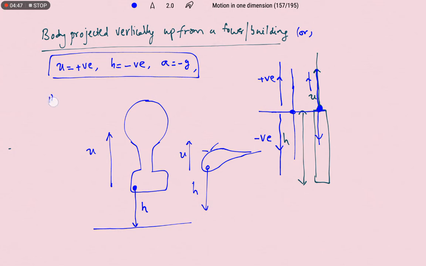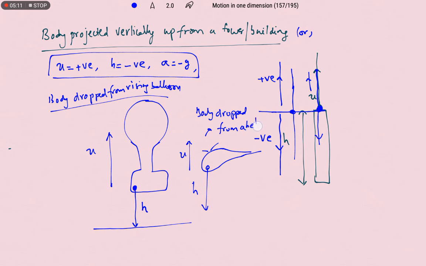So, body dropped from a rising balloon, right? And next in the same way, body dropped from a helicopter. So in these three cases, we need to apply the same sign conventions.